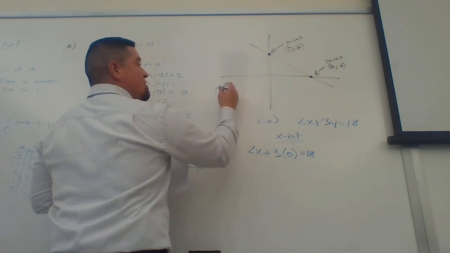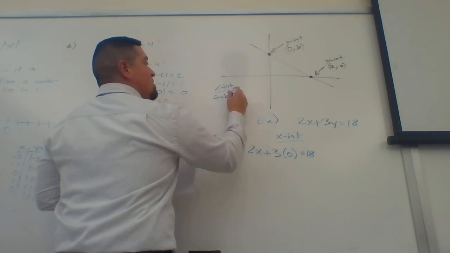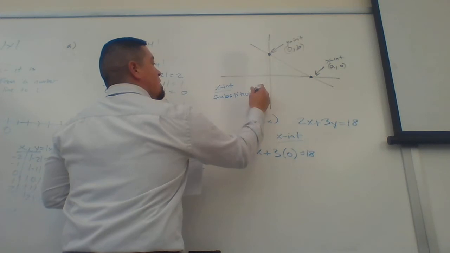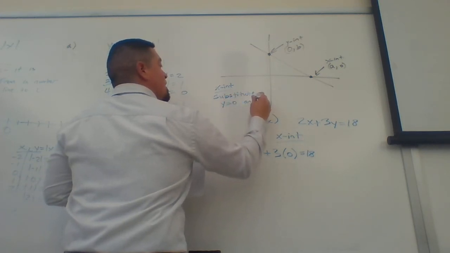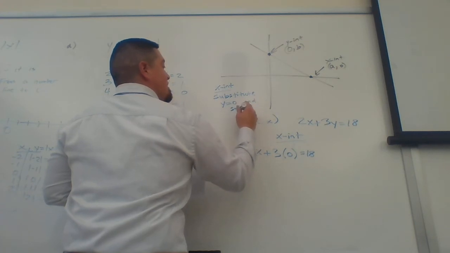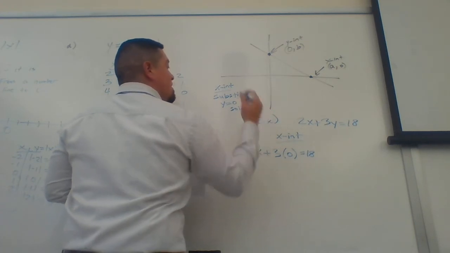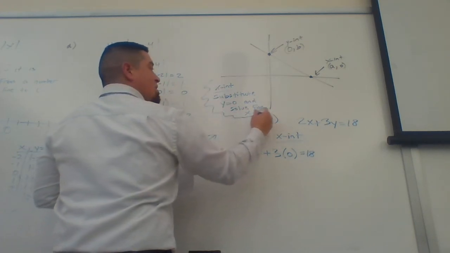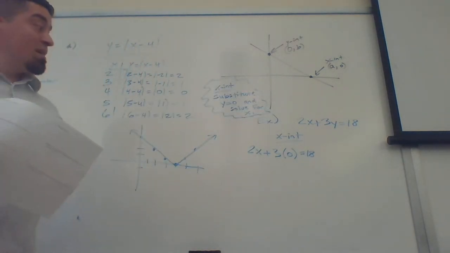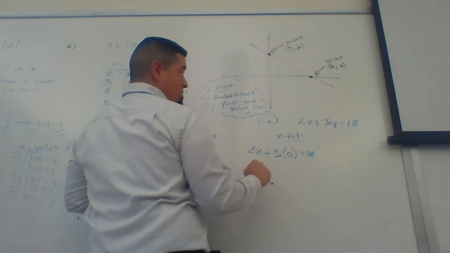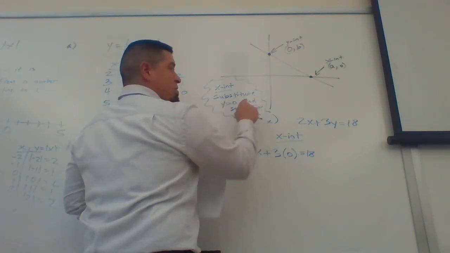To find the x-intercept, substitute y equals 0 and solve for x. Okay, so there you go. Whenever you're trying to find the x-intercept, that's the process. Okay, so then substitute y equals 0 and solve for x.